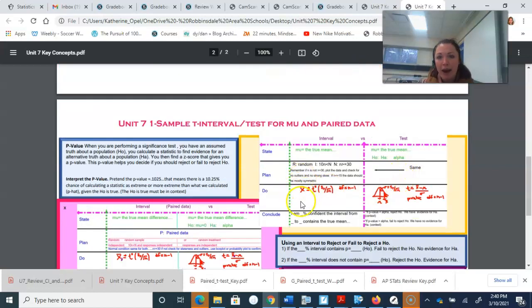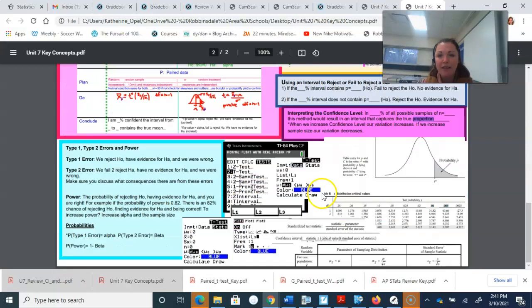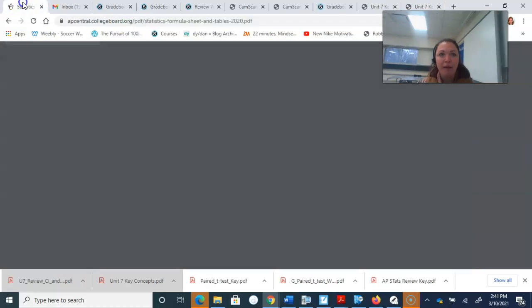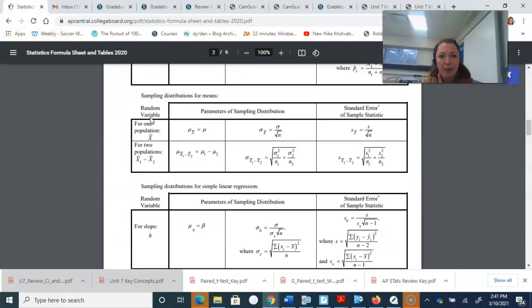I need my X bar filled in, plus or minus my T star, times my standard error filled in, my Sx divided by the square root of n, and my degrees of freedom. Now let's talk about how I find that T star. Here are my T stars, okay?